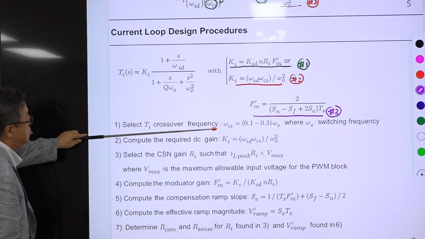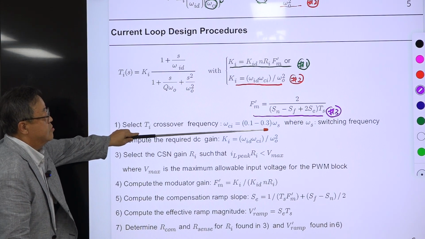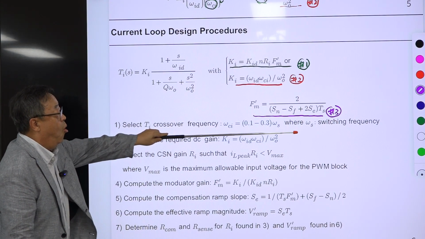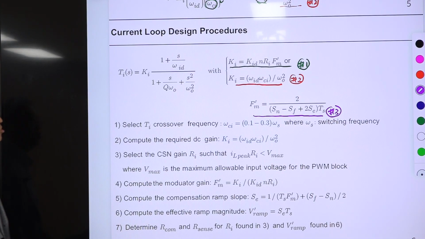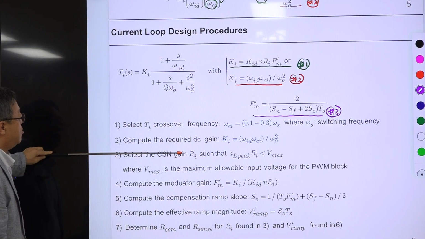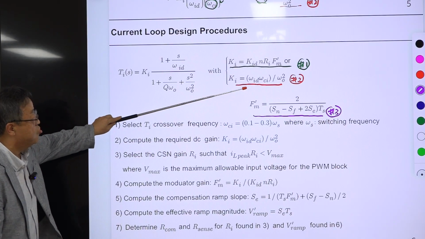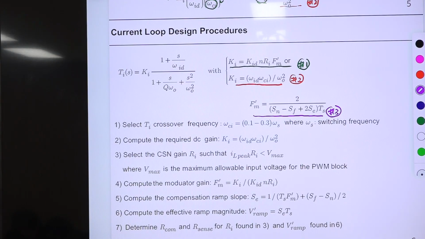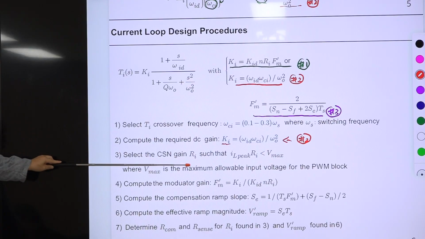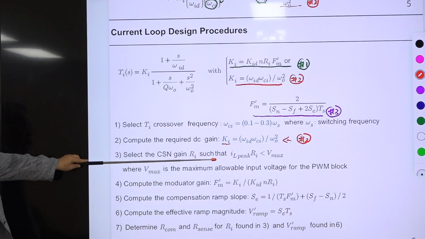First, the Ti crossover frequency, somewhere here. Omega S is the switching frequency of this converter. Then if you select omega Ci, you compute this using equation number 2. So this is from equation number 2. So Ki, you calculate Ki first. Then determine this Ri, the current sensing network gain.